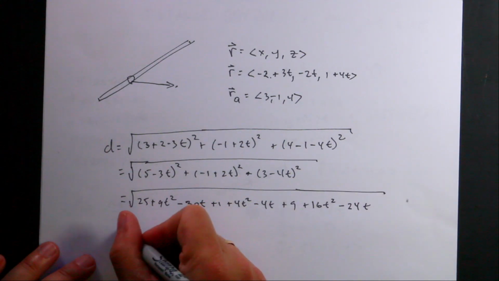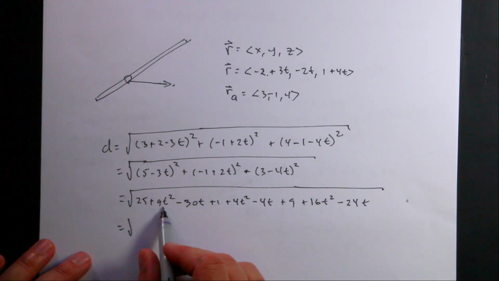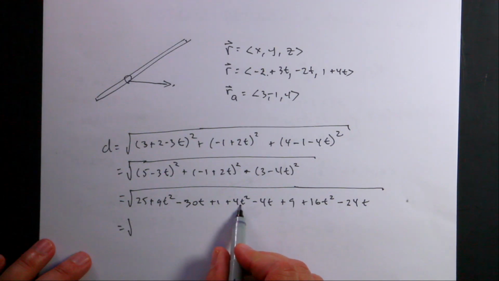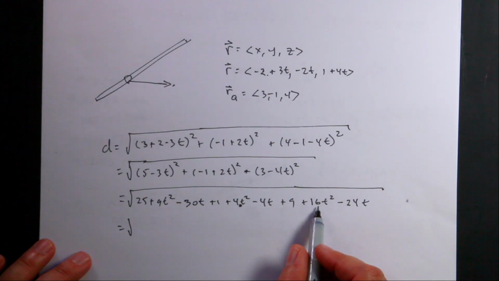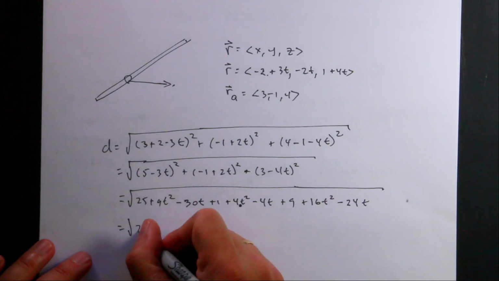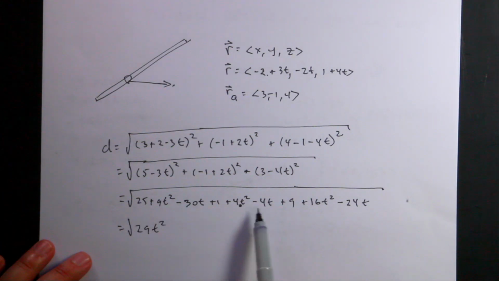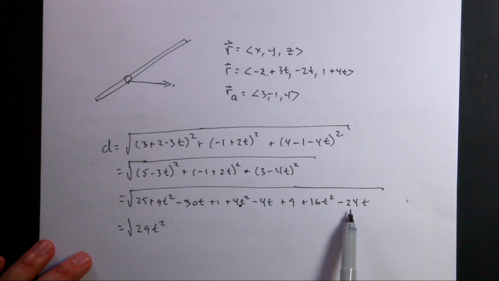Okay, so let's combine our like terms. So I have 9t squared plus 4t squared is 13t squared plus 16t squared is 29t squared. Yeah, 29t squared. Now my t terms, I have negative 30, negative 34, negative 58.